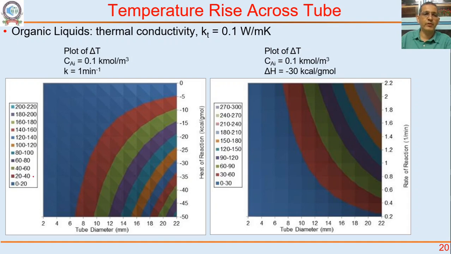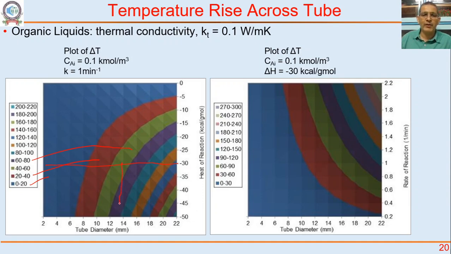This is 0 to 20, 20 to 40, 60 to 80. If I am allowed, let's say I have a reaction which is having a heat of reaction of minus 30 kilocalories per gram mole, and I am allowed to have a delta T max of, let's say, 40 to 60, 50 degrees centigrade, somewhere here.